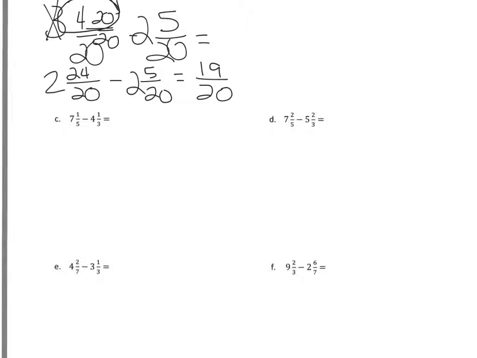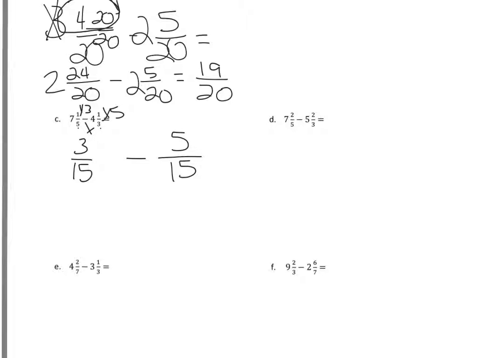First, I find a common denominator. 5 times 3 is 15. How did I go from 5 to 15? I multiplied by 3, so 1 times 3 is 3. How did I go from 3 to 15? I multiplied by 5, so 1 times 5 is 5.